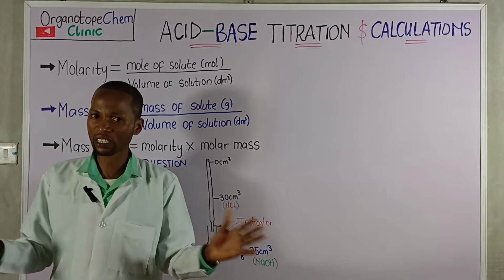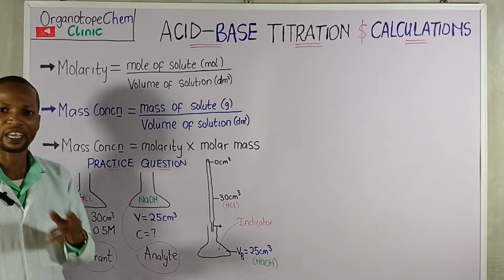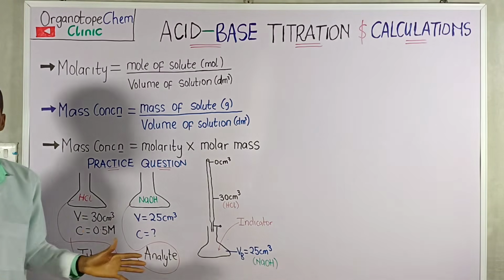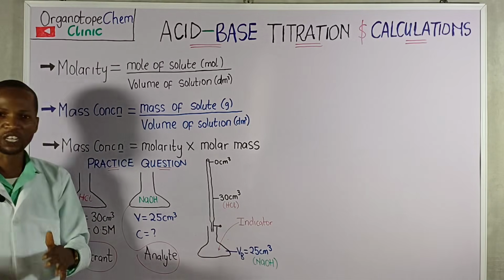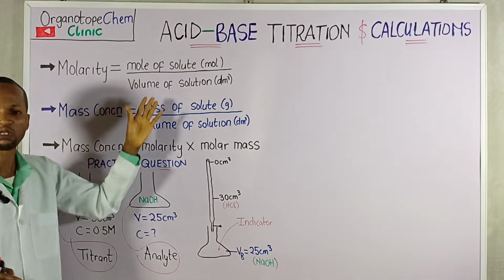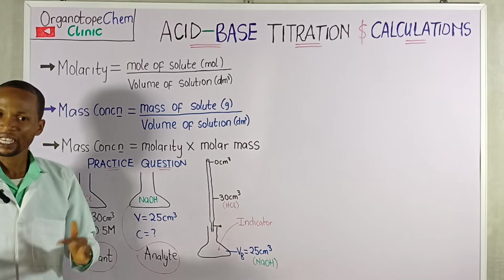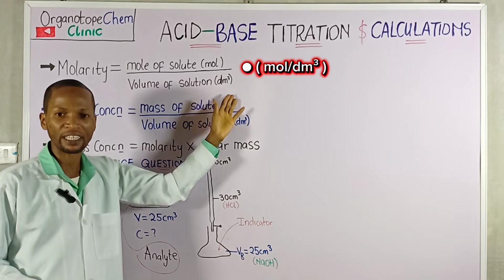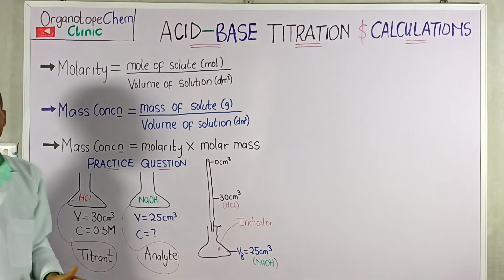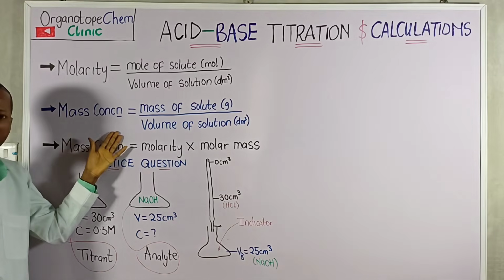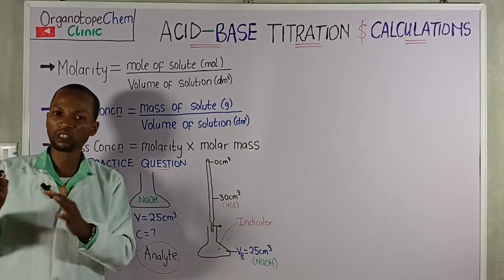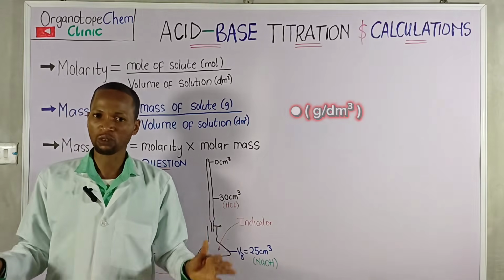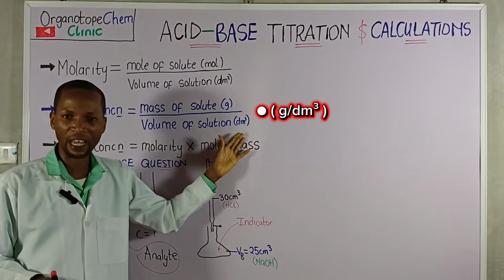There are two main concentration terms we need to consider in acid-base titration or volumetric analysis. The first one is molarity, which is the ratio of the mole of solute to the volume of solution. It is measured in mole per dm cube. The second concentration term is mass concentration, which is the ratio of mass of solute to the volume of solution. It is measured in gram per dm cube.